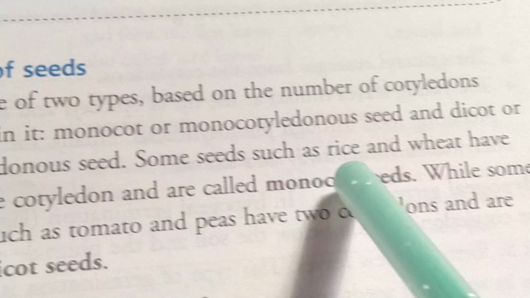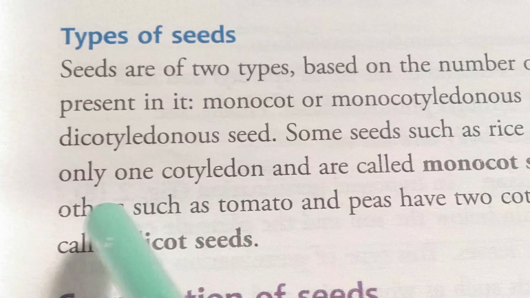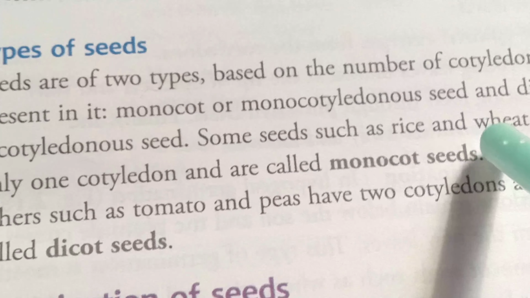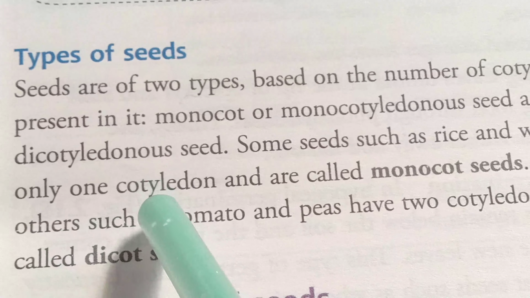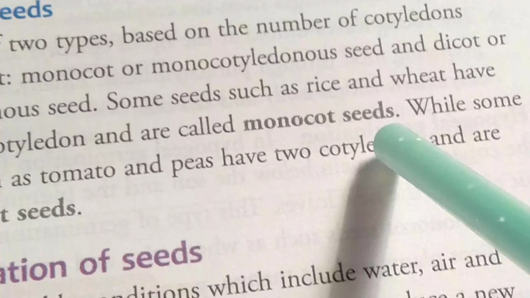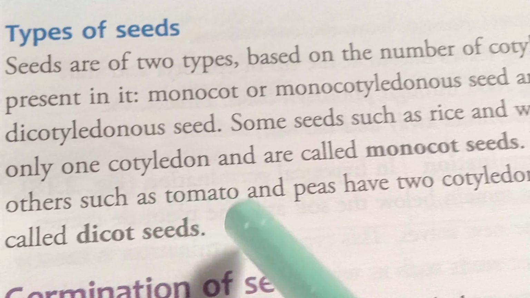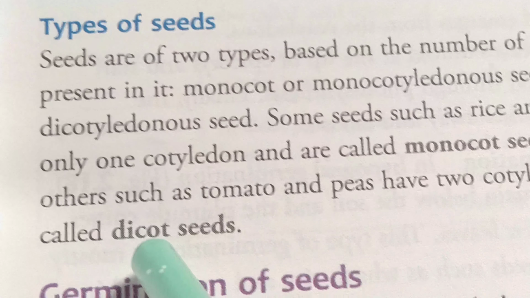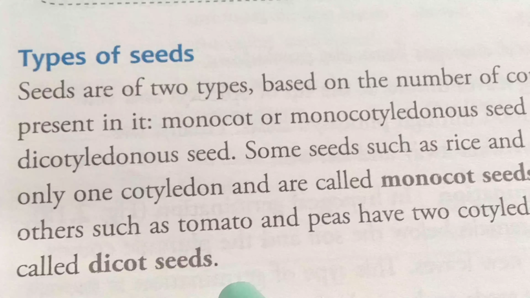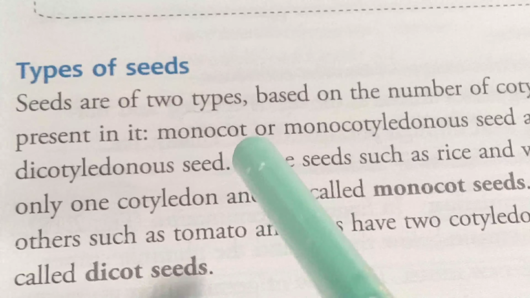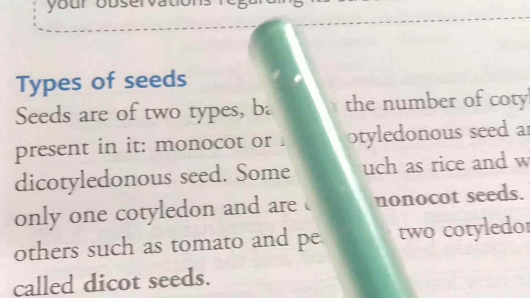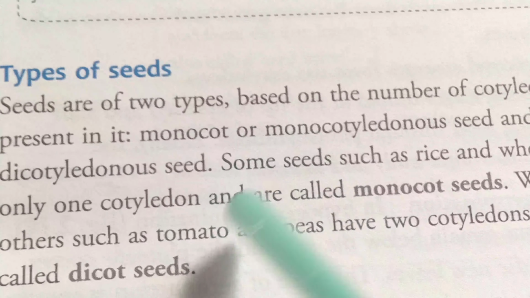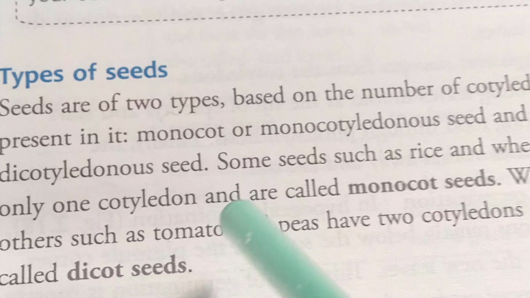Some seeds such as rice and wheat have only one cotyledon. So rice and wheat have only a single cotyledon. They are also known as monocot seeds. While some others, such as tomato and peas, have two cotyledons and are known as dicot seeds. So what is the basic difference between monocot and dicot? In monocot, there is only a single cotyledon, because mono means single. In dicotyledonous seeds, there are two cotyledons.